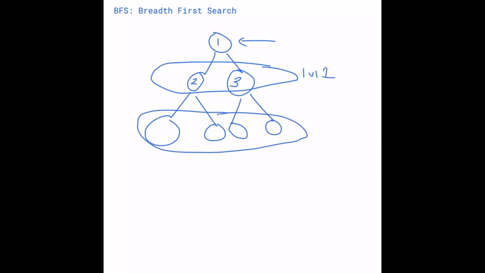For each node connected to 2 and 3, we can store these somehow, which I'll get to in the implementation. Then we can traverse all of the nodes that are 2 steps away from the parent node, or 1 step away from the level we were just looking at. We'll call this level 2, and then we can explore all these nodes.